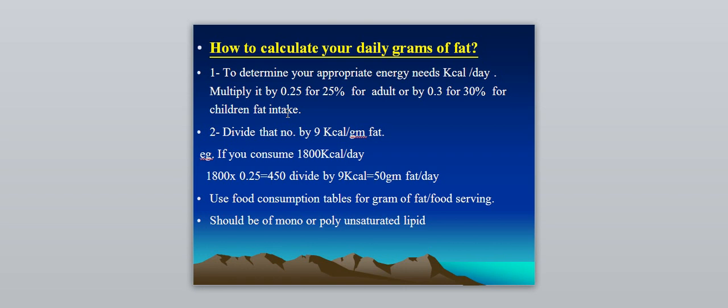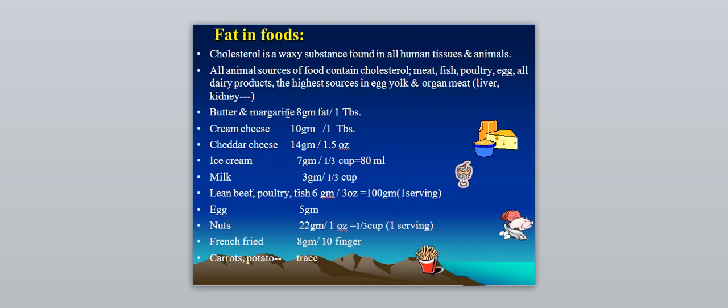And we use a food consumption table for grams of fat per food serving to know the amount needed to prevent adiposity, and it should be of mono or polyunsaturated lipid. It is not required to give the saturated type.